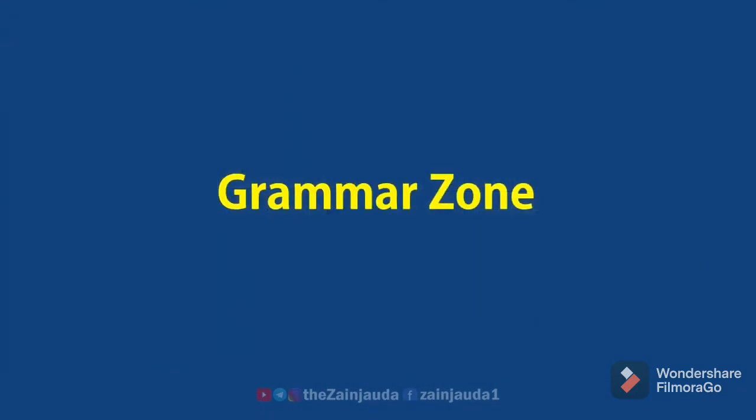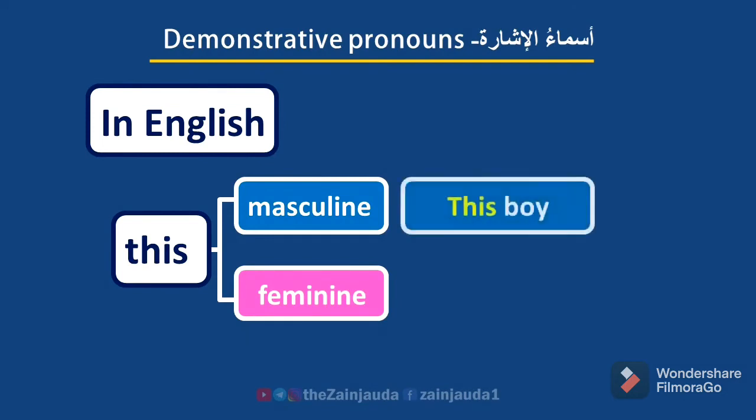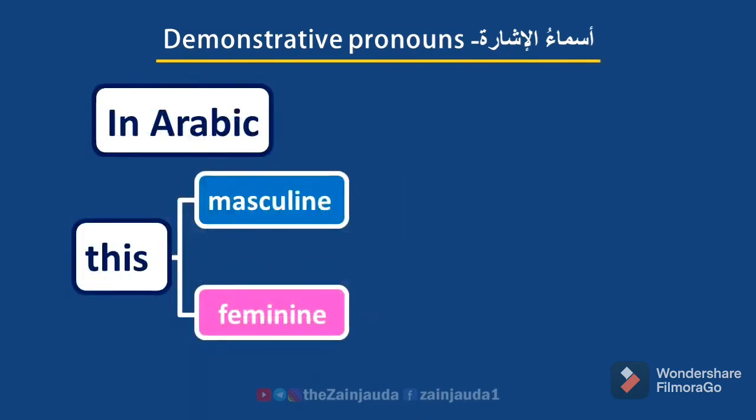Our grammar zone for today will be about the demonstrative pronoun this. In English, the demonstrative pronoun this is used for both masculine and feminine. So when pointing at a boy, we say this boy, and when we point at a girl, we say this girl. So the same demonstrative pronoun is used for both genders in English. In Arabic, there are two kinds of this, a special this for masculine and a special one for feminine. Let's see what they are.